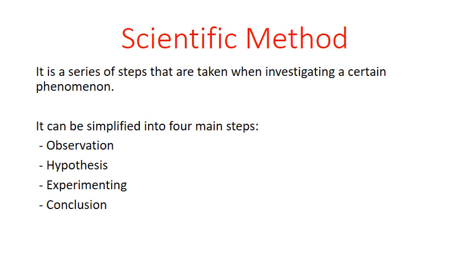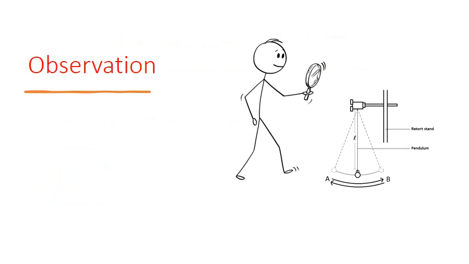Now, what is the scientific method? This is simply a series of steps that are taken when investigating a certain phenomenon. It can be simplified into 4 main steps. These include observation, hypothesis, experimenting, and conclusion.